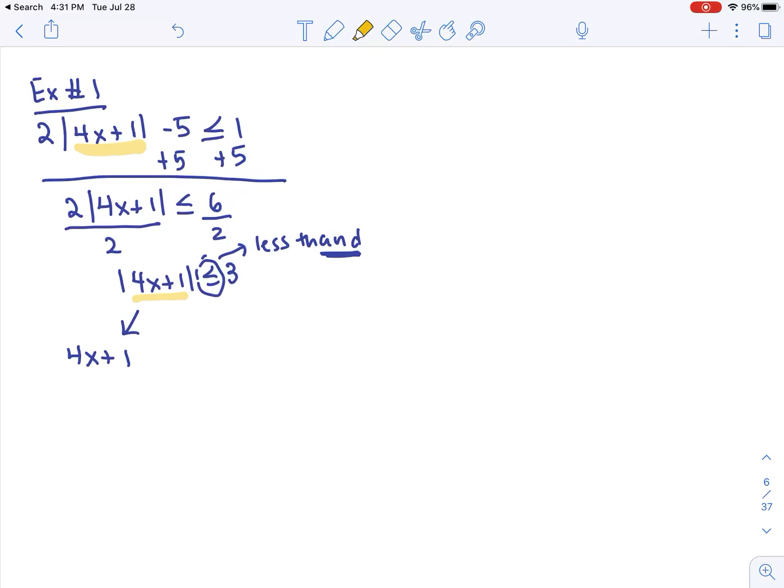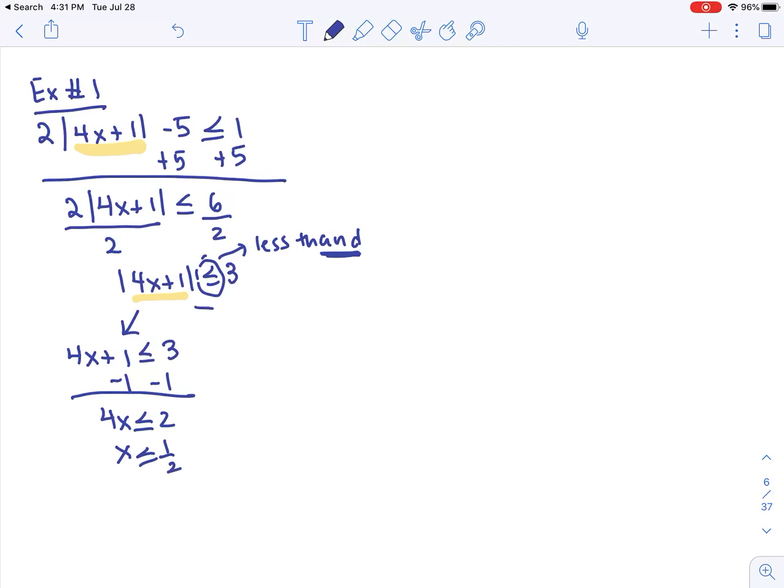We're going to take that, remove the absolute value symbol, take the less than or equal to symbol that we have right there, and then the 3 on the right. Keep that the same. Then go ahead and solve. One of our solutions is going to be x is less than or equal to 1/2.